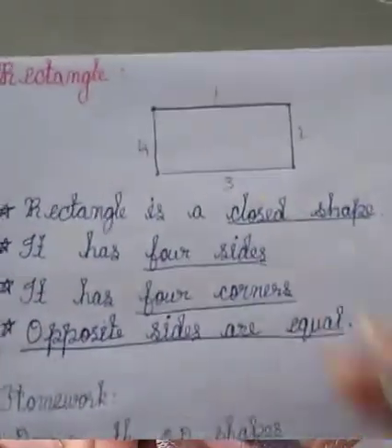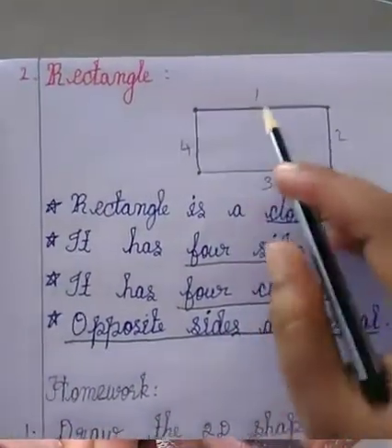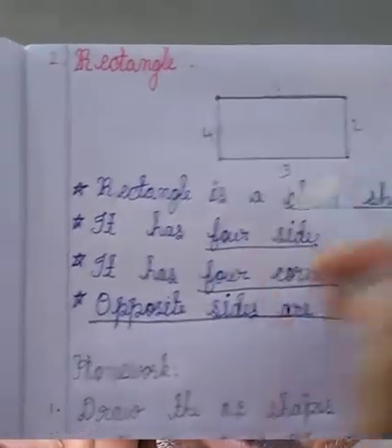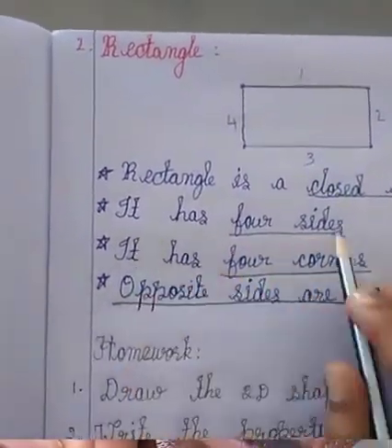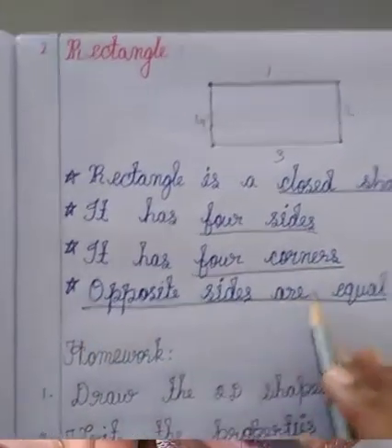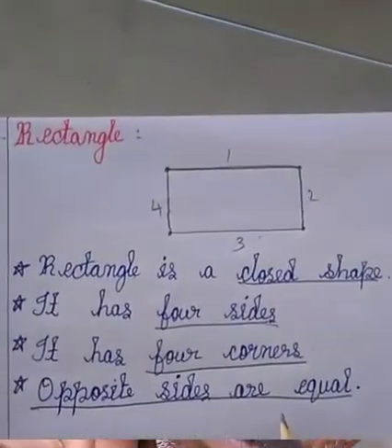Next one, rectangle. These four are called the properties of a rectangle. A rectangle is a closed space. It has four sides. It has four corners and the opposite sides are equal.